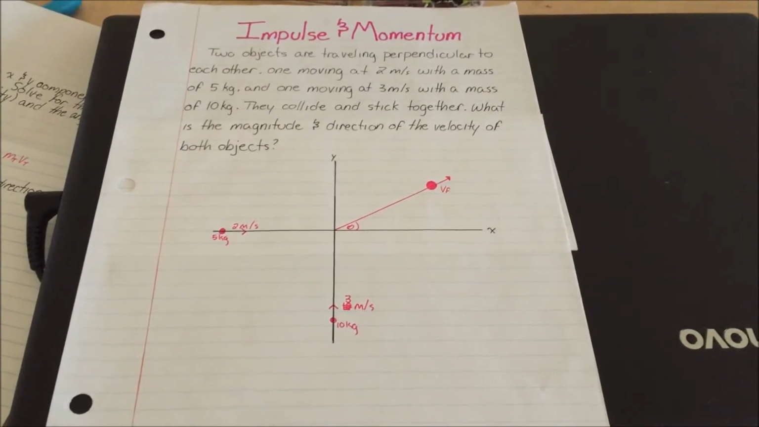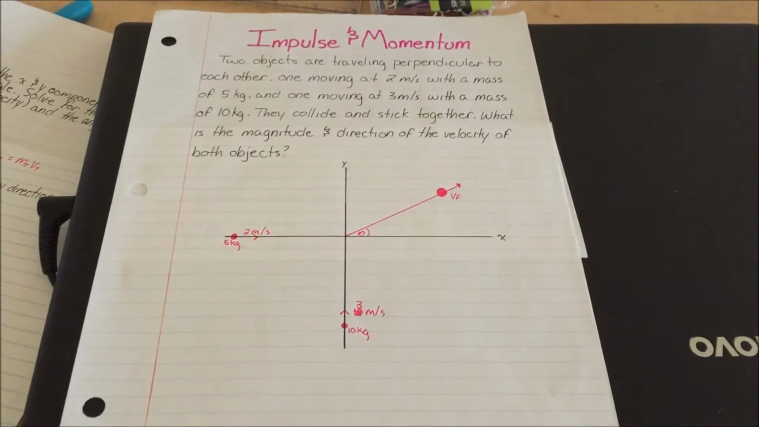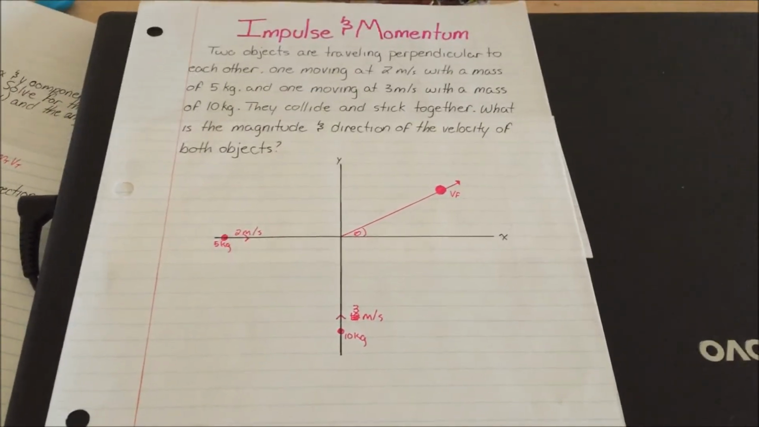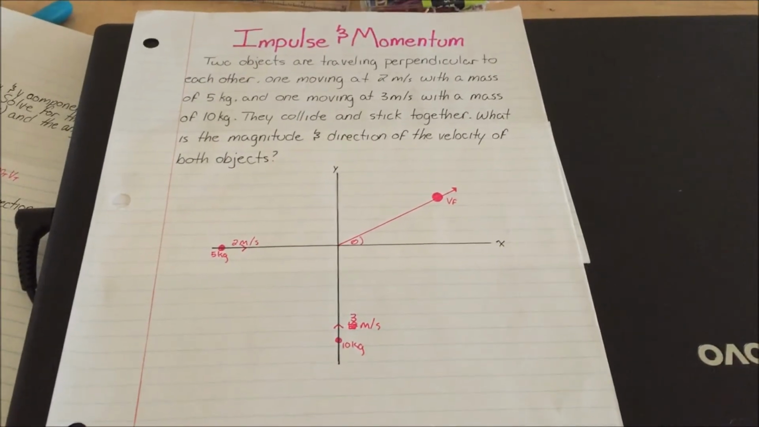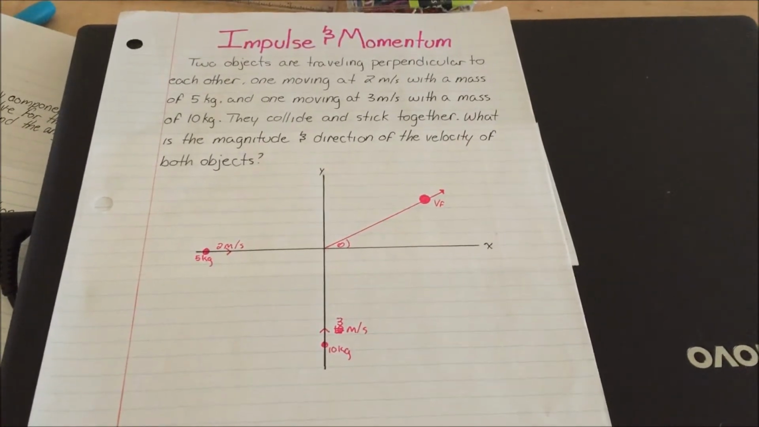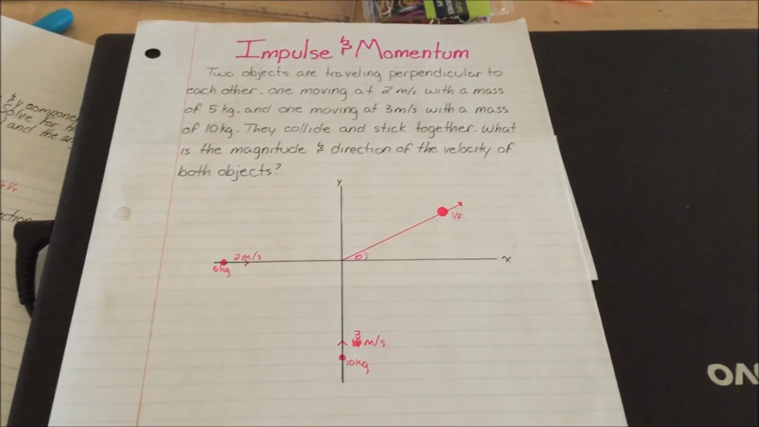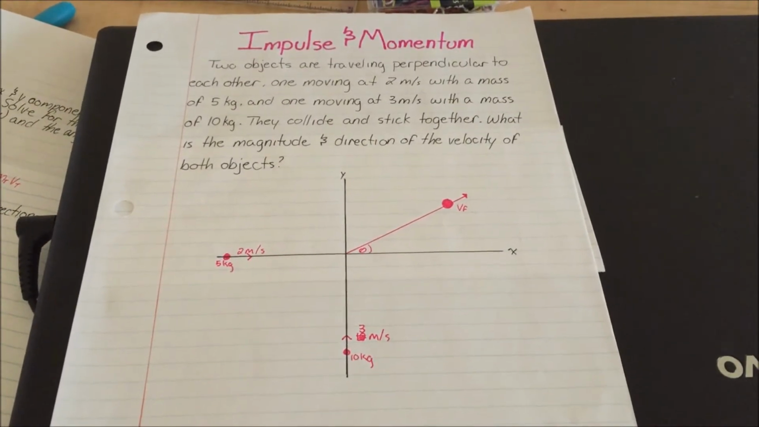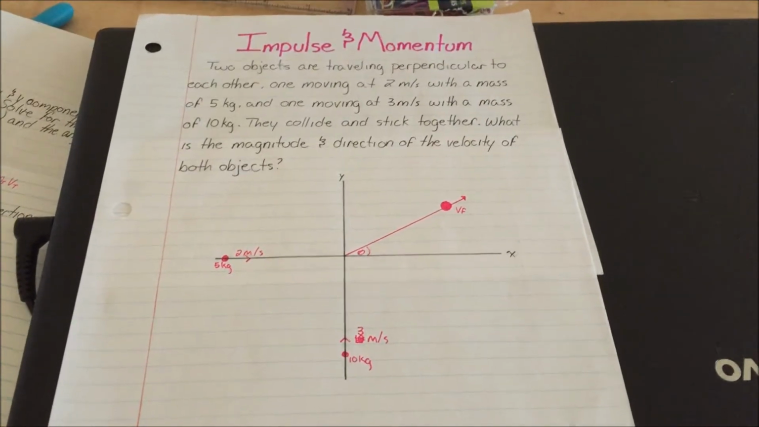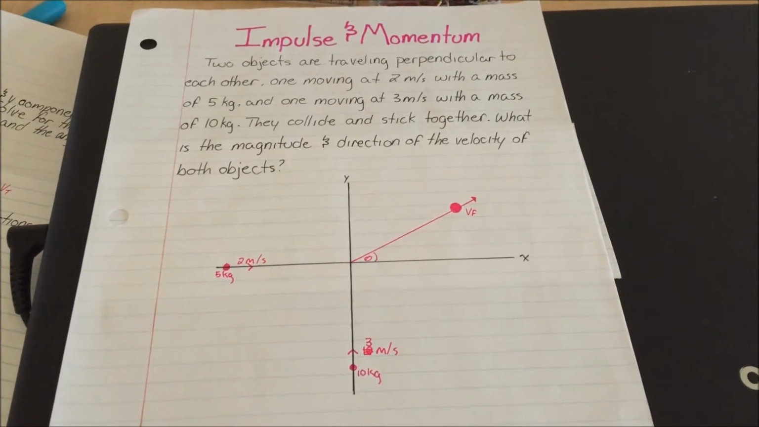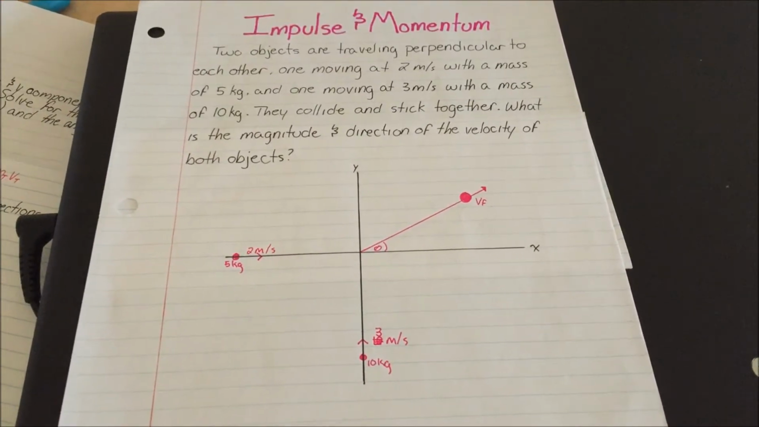So the second question that I decided to answer for my student-directed study was from the Impulse and Momentum unit. The question is, two objects are traveling perpendicular to each other, one moving at 2 meters per second with a mass of 5 kilograms, and one moving at 3 meters per second with a mass of 10 kilograms. They collide and stick together. What is the magnitude and the direction of the velocity of both objects?